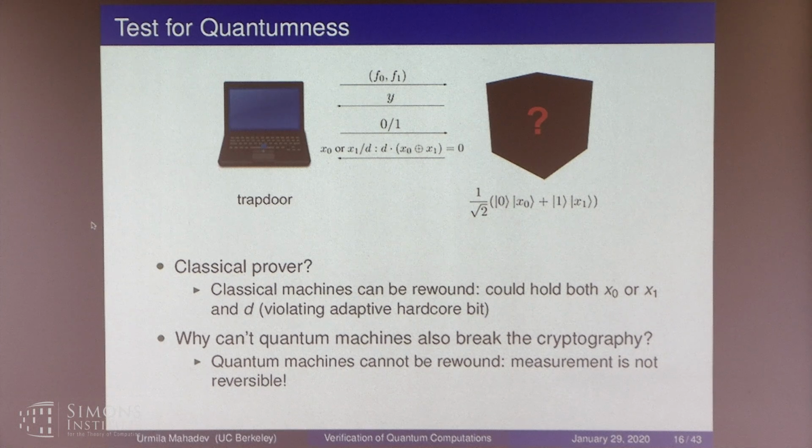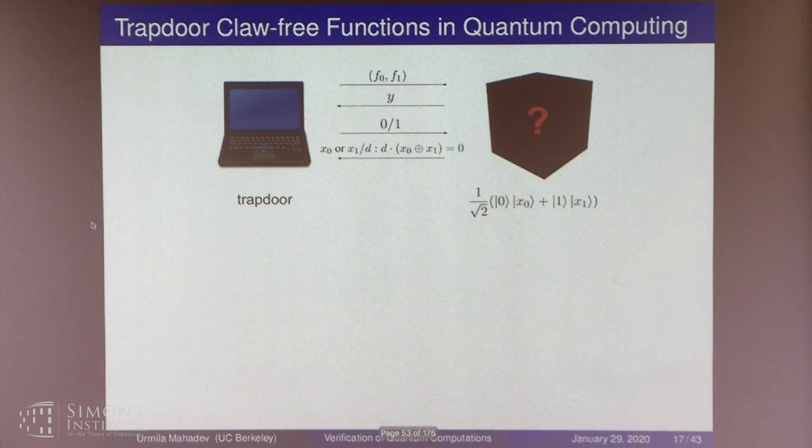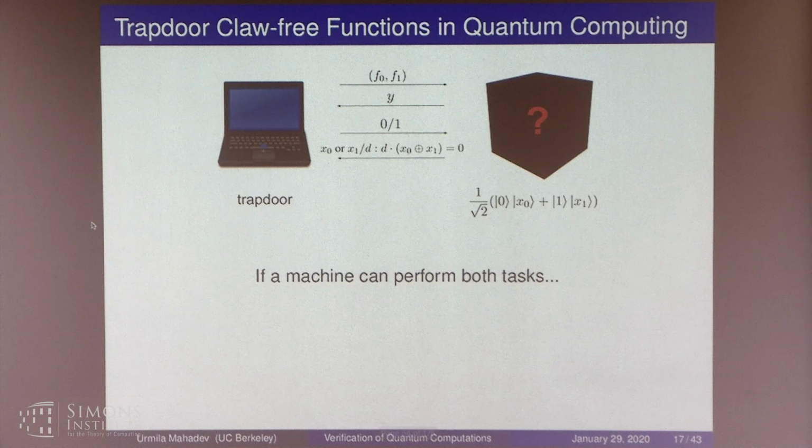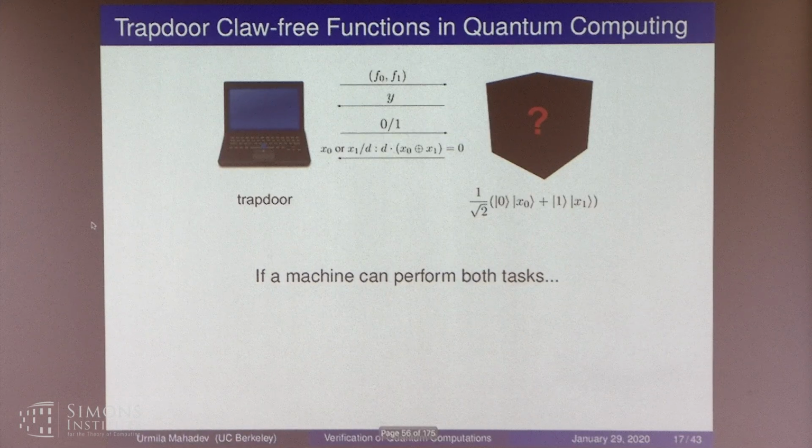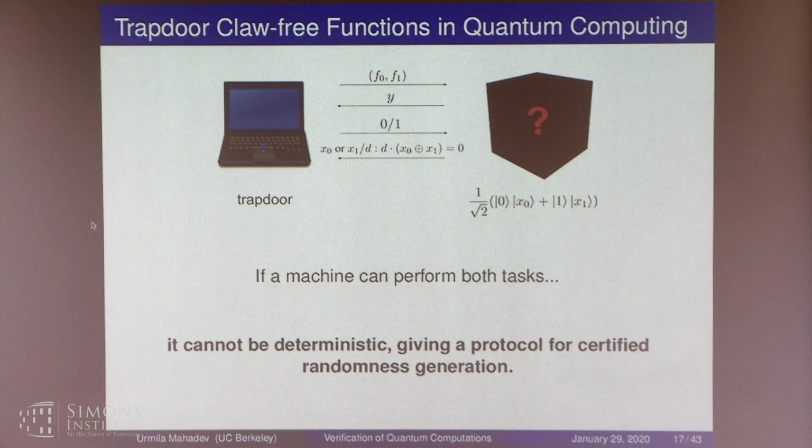Now, this protocol has several implications. The first is what I mentioned earlier. If a machine can perform both tasks, it cannot be classical, which gives a protocol for verifiable quantum supremacy. Second is that if a machine can perform both tasks, it cannot be deterministic, because if it were a deterministic machine, we could extract both a pre-image and an equation out of it, and again violate the adaptive hardcore bit. So this gives us a protocol for certified randomness generation, because we know that if a machine is passing both of these tests, it's generating randomness.